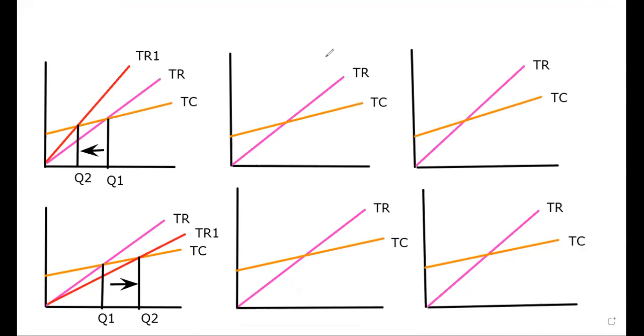Again, for the drawing of the fixed cost curve, I'm using a blue color. Here the steepness is unchanged. Fixed cost increase means the total cost line will change like this. The steepness is unchanged, it will move upward. This new curve I'll call TC1. Total cost will increase.